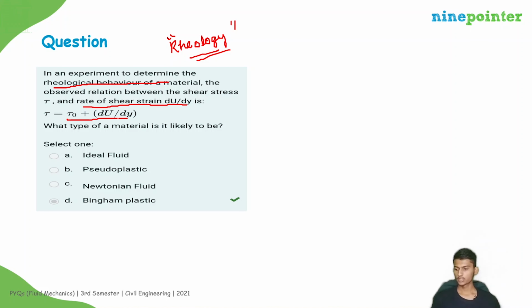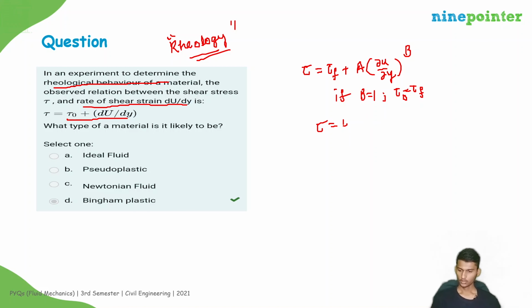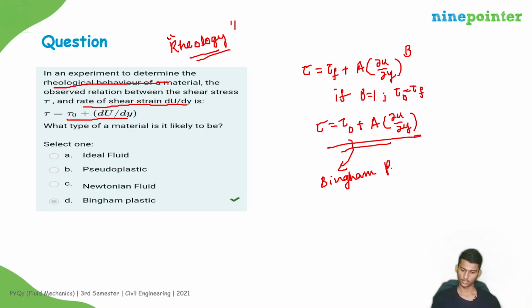We already discussed if tau is equal to tau f plus a into (dou u by dou y) whole power b. If b is equal to 1, then tau naught is equal to tau f, right? Okay. So this will be tau naught plus a into dou u by dou y. So this will be the Bingham constant.